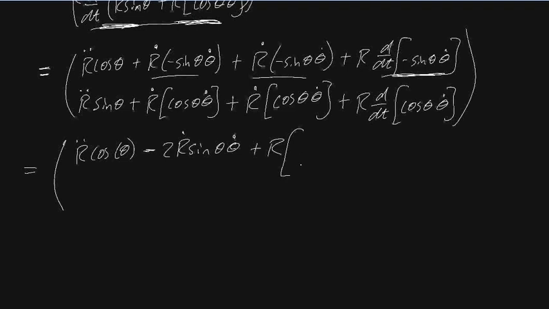That's going to be equal to, what's the derivative of minus sine? That's going to be negative cosine times theta dot. And that's going to be times theta dot again. And that's going to be added to minus sine theta times theta double dot.